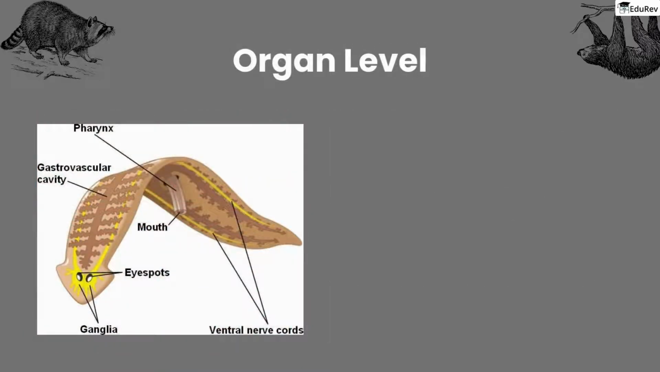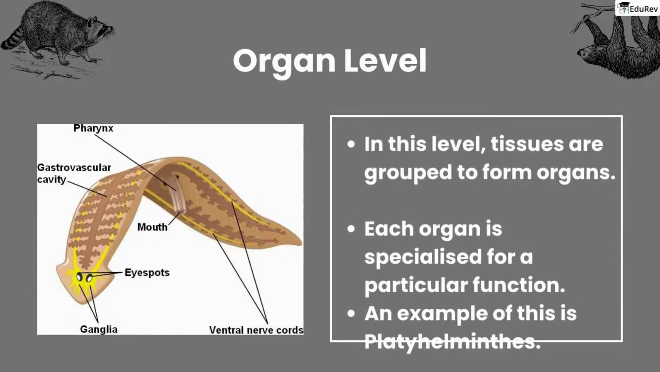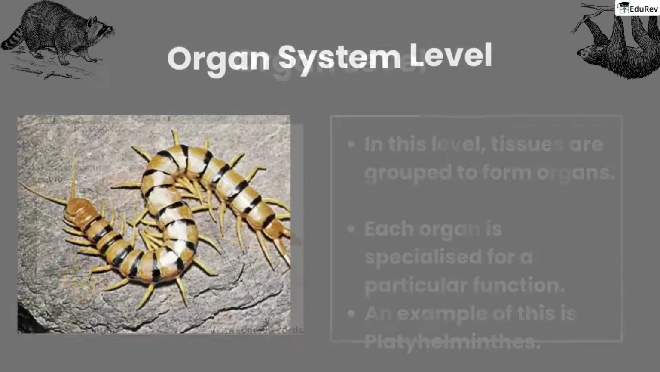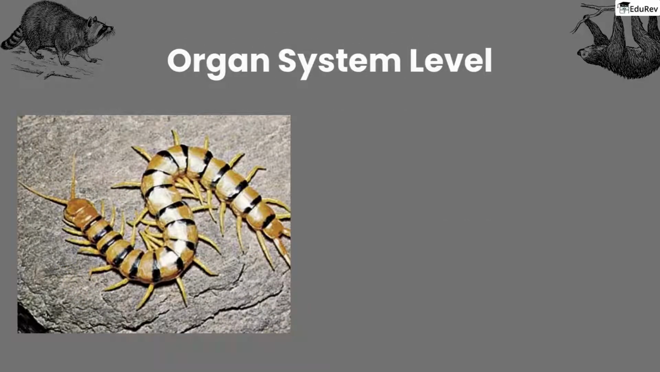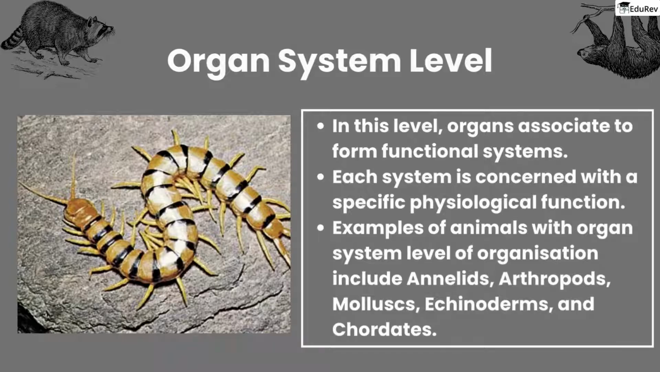The third level of organization is the organ level. In this level, tissues are grouped to form organs. Each organ is specialized for a particular function. An example of this is platyhelminths. The fourth and final level of organization is the organ system level. In this level, organs associate to form functional systems. Each system is concerned with a specific physiological function. Examples of animals with organ system level of organization include annelids, arthropods, mollusks, echinoderms, and chordates.